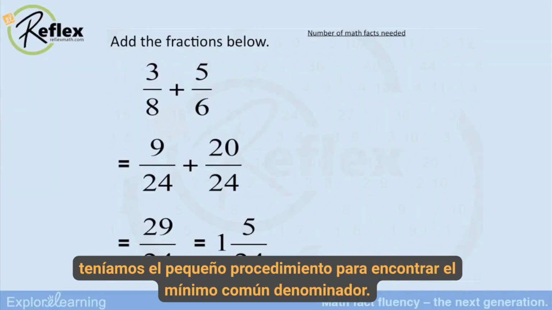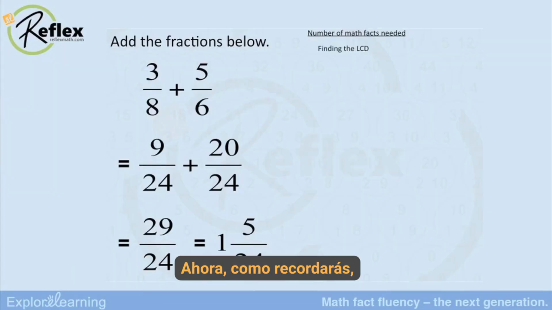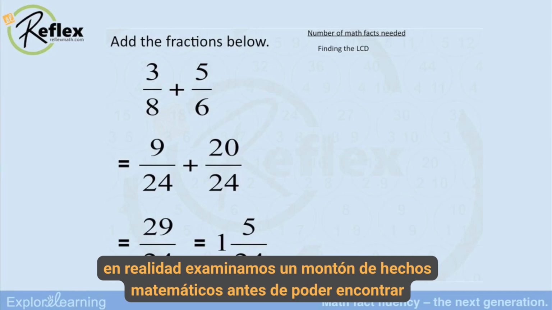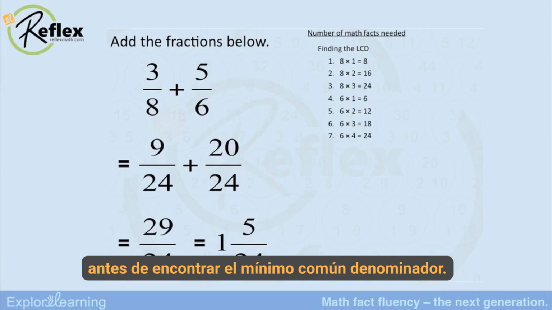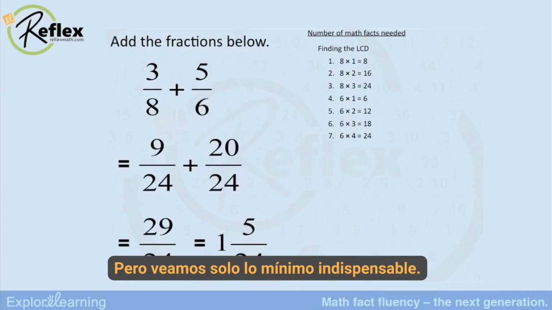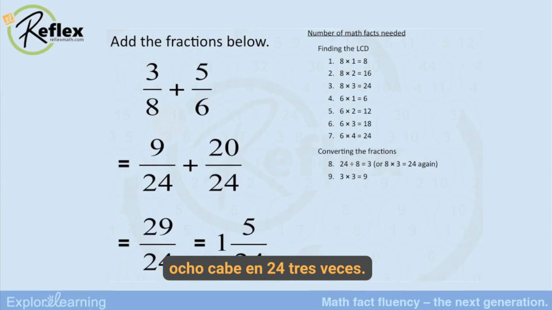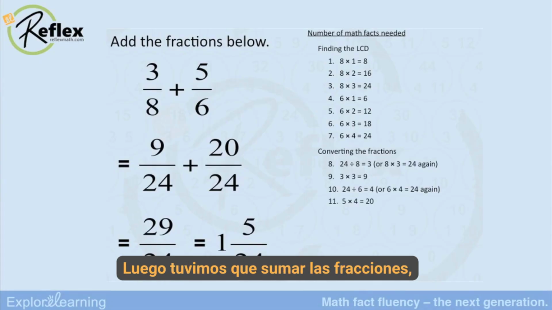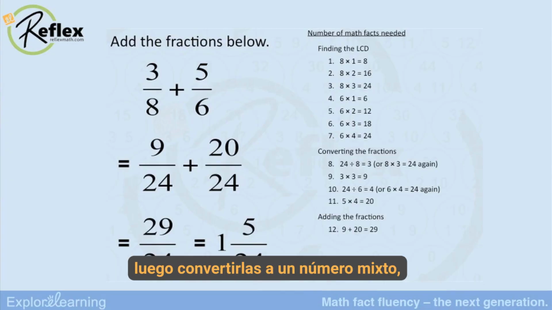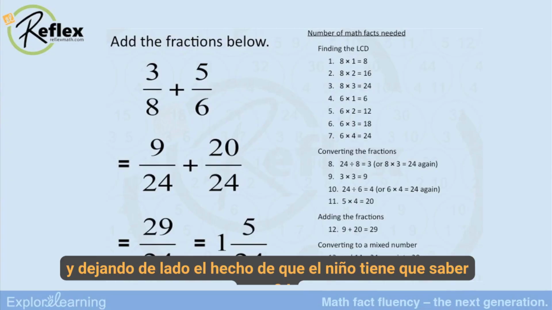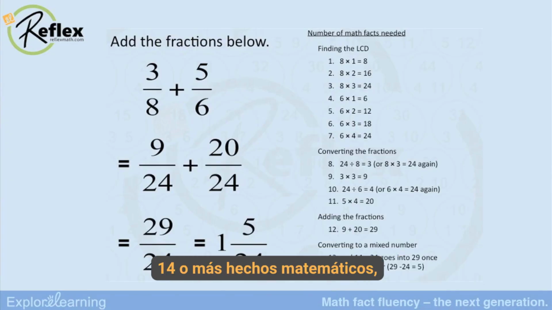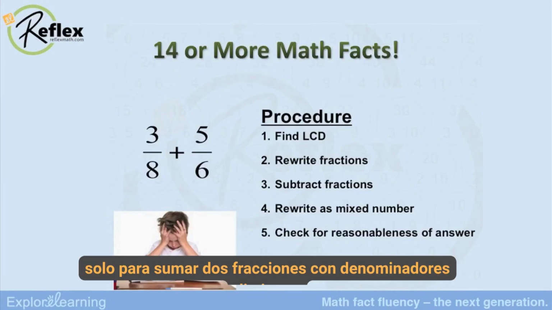Okay, we had the little procedure for finding the lowest common denominator. Now, as you recall, we actually looked at a whole bunch of math facts before we found the lowest common denominator. But let's just look at the bare minimum. 3 to get to 8 times 3 and 4 to get to 6 times 4. Then we had to convert the fractions. Okay, we had to know 24 and 8. 8 goes into 24 3 times. Multiply it out, same thing to the other side. Then we have to add the fractions. Then we convert it to a mixed number. And leaving aside the fact that the kid has to know that 24 goes into 29 once, that's 14 or more math facts, just to add two fractions with unlike denominators.